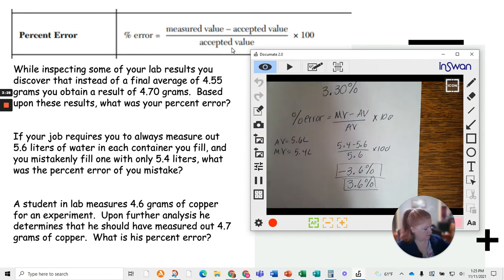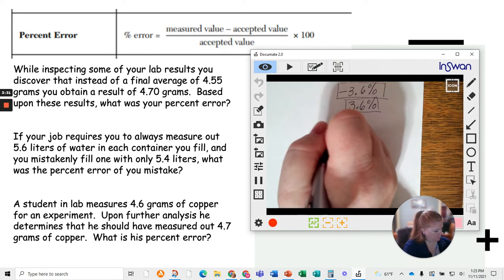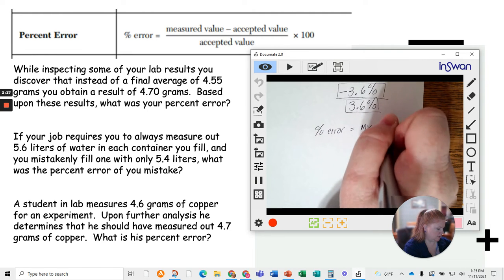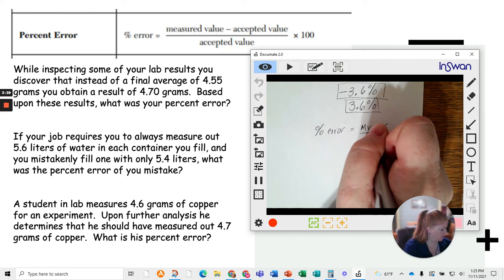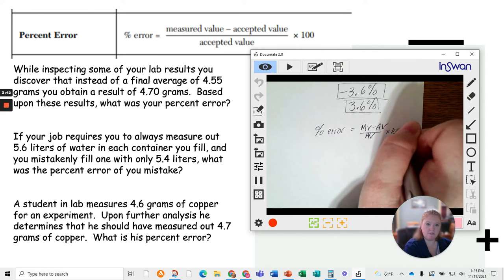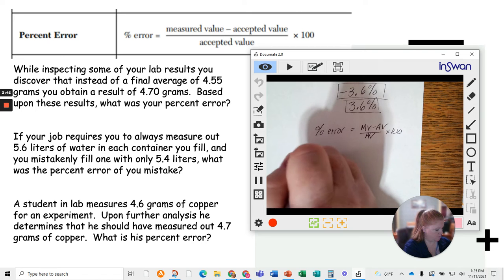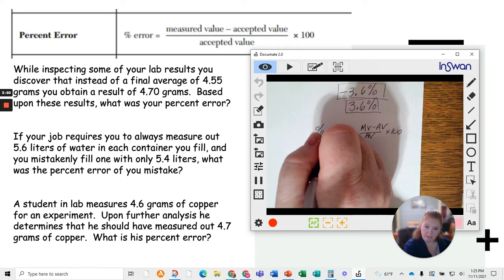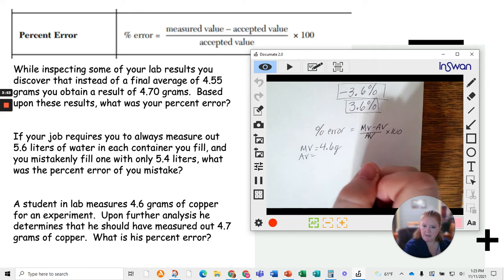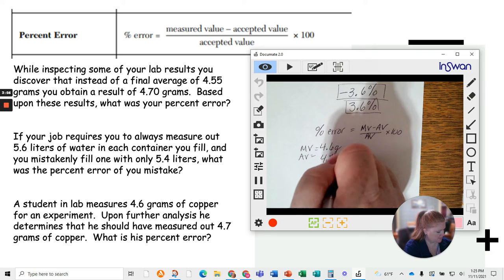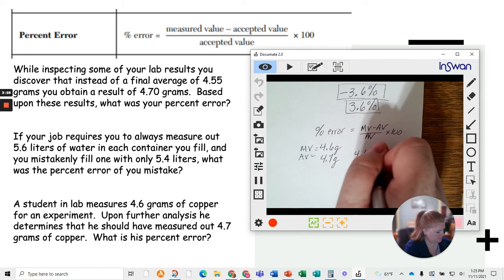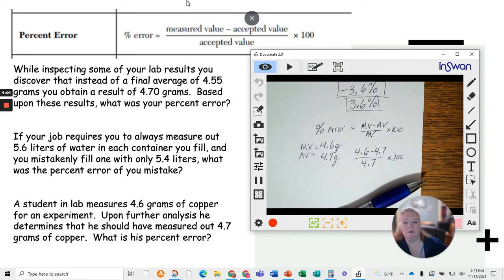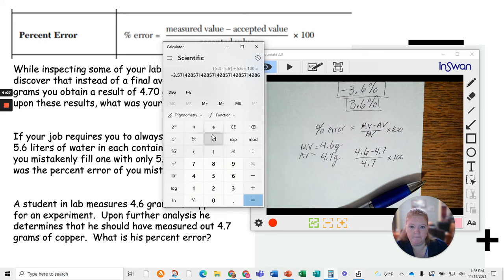Let's look at the last problem. Again, I'm going to write percent error equals measured value minus accepted value over accepted value, times 100. And we're going to get the measured value and accepted value from our problem. A student in lab measures 4.6 grams. He should have measured 4.7. So measured 4.6 minus 4.7, divided by 4.7, times 100. Let's do that on the calculator.